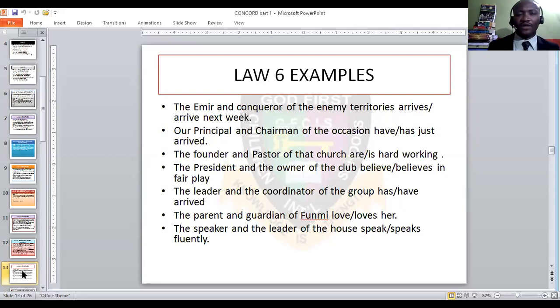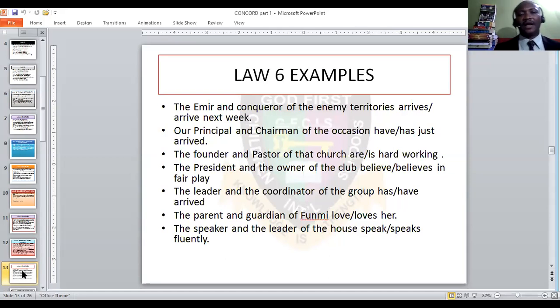President and the owner of the club believe in fair play. It will be "believe" because separate people are involved, plural. The leader and the coordinator of the group has or have arrived. Different people will be "have". The parent and guardian of Fumi loves or love her. Parent and guardian, same person, loves her.